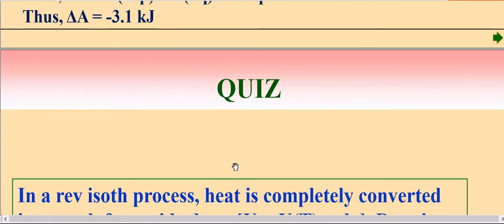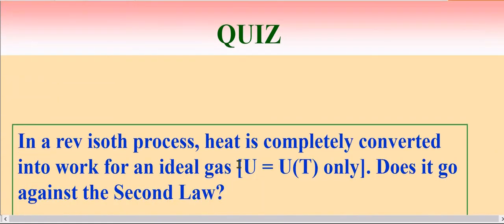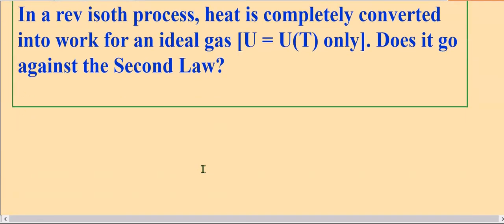Okay. Now a bit of quizzes. In a reversible isothermal process, heat is completely converted into work for an ideal gas. This we know. Now the point is, does it go against the second law? Loosely speaking, the second law states that heat cannot be completely converted into work. But in a reversible isothermal process, we see that heat is completely converted. So, it does not really go against it.